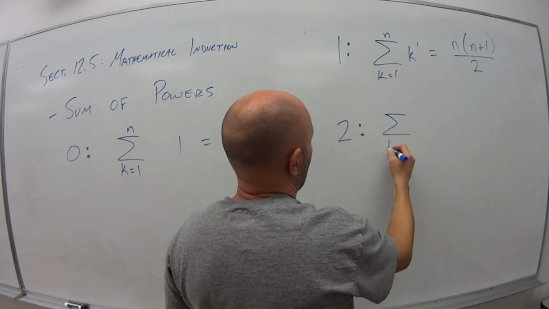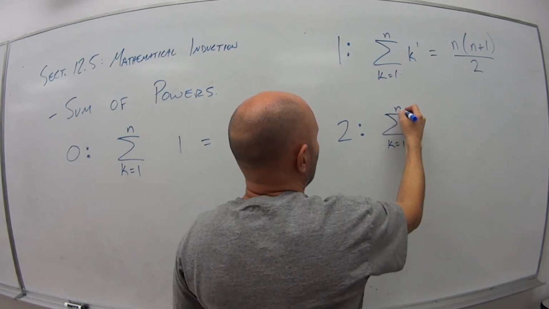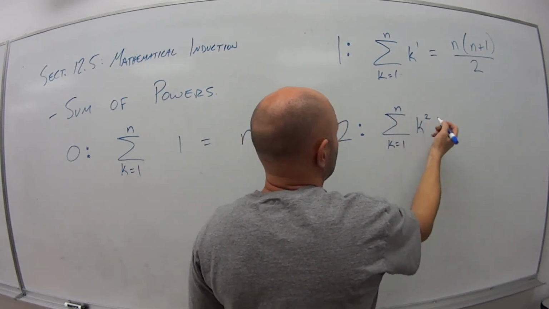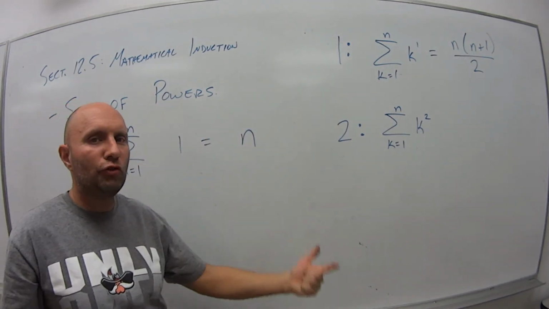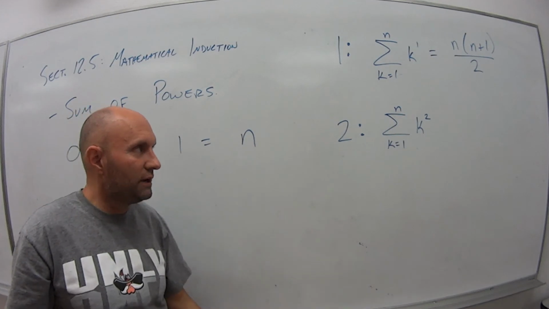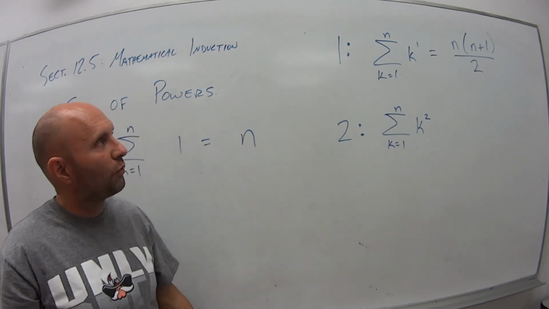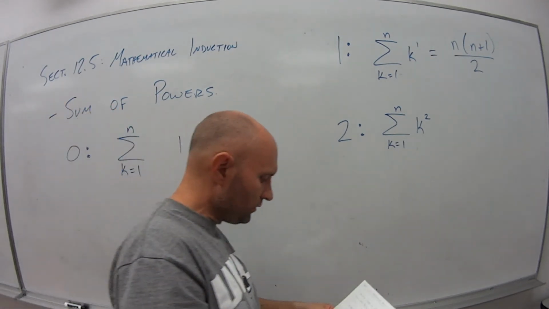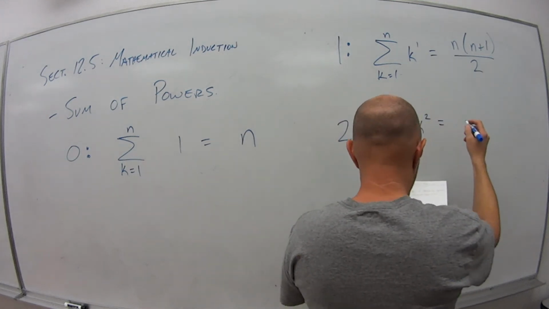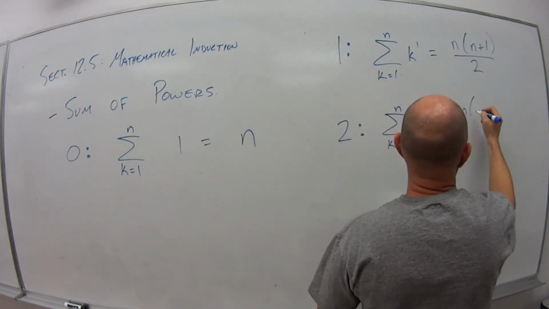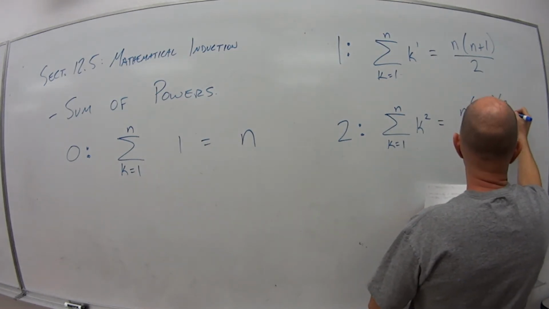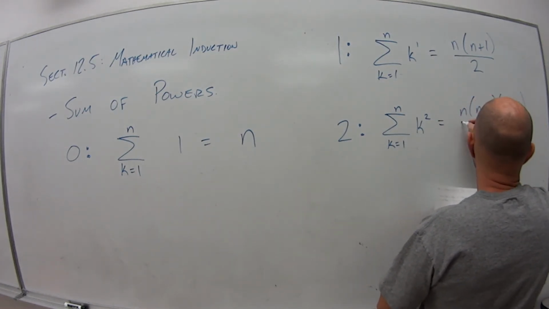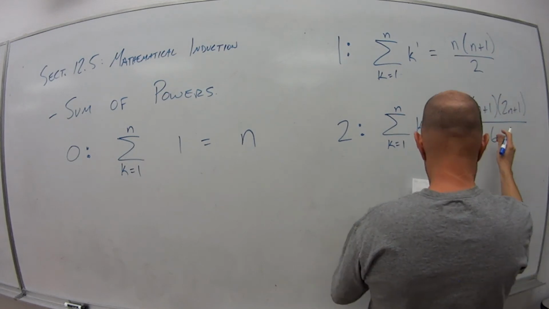The second power: k is 1 to n of k to the second power. So 1 squared plus 2 squared plus 3 squared plus 4 squared, you have the following. This is n times n plus 1 times 2n plus 1 all over 6.